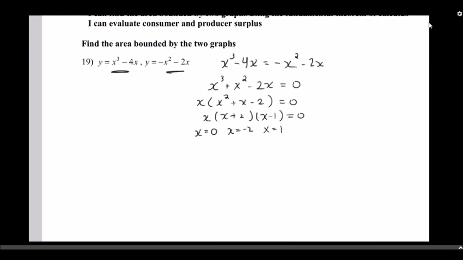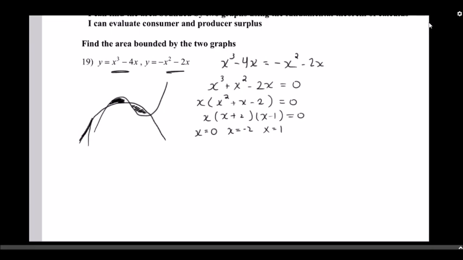Since there's three different solutions to this equation, what's most likely happening is we have this third degree graph here from x to the third minus 4x. And then we have this upside down parabola there with negative x squared that maybe looks something like that. That's a terrible way of drawing it here, but again, I'm just guessing. So we have actually two areas being bounded. We may have something like that and something like this.